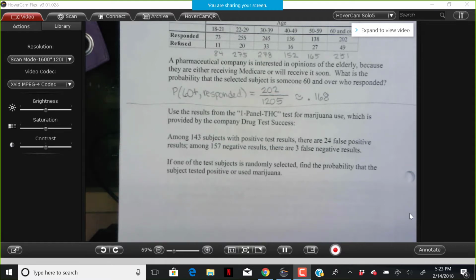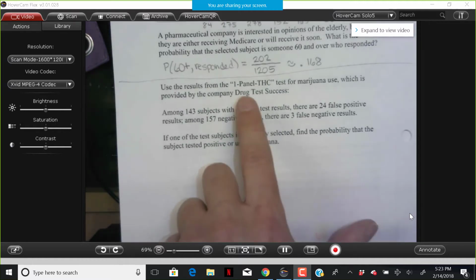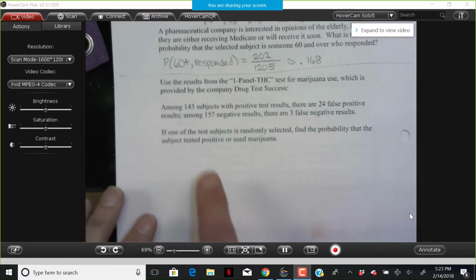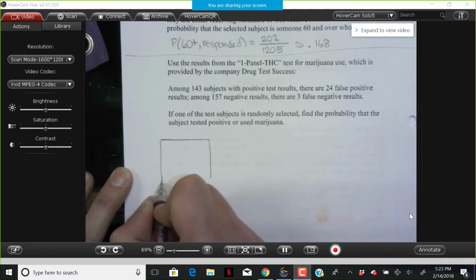Okay, so the next one, they give us all the information just in words. We want to make the table ourselves, okay? So this is a totally new problem. So it says, use the results from the one-panel THC test for marijuana use, which is provided by the company Drug Test Success. So let's see here. So I'm going to make my table.